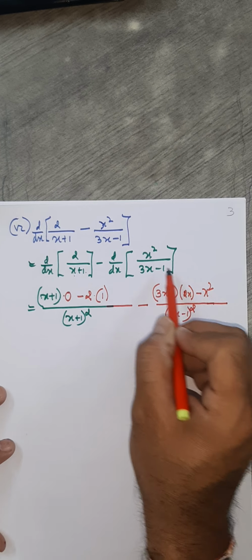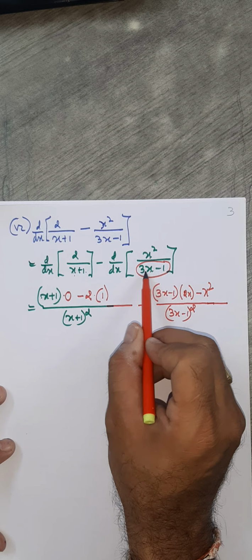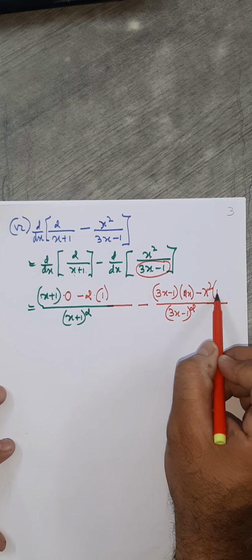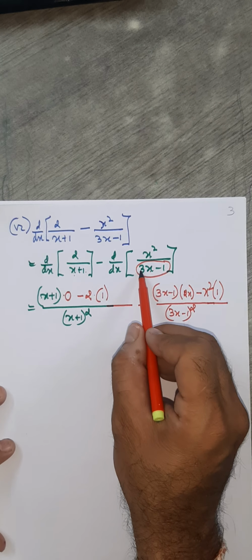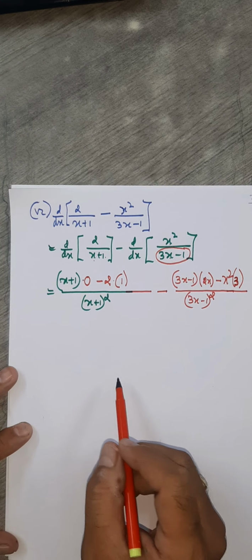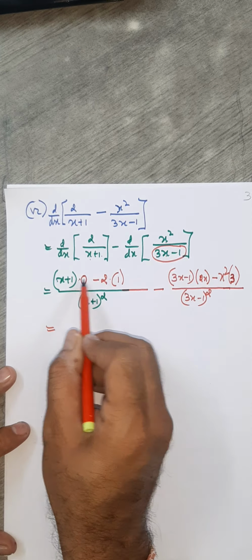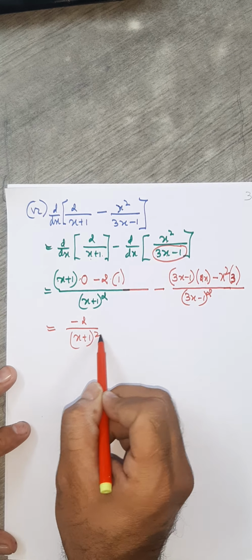X squared as it is, differentiation of this, derivative of x is 1, 3 being constant as it is, so this is just 1 and derivative of 1 is 0. So 3 into 1, so I suppose this is 3. Now we simplify this. This will be 0, so you have minus 2 upon x plus 1 the whole square.